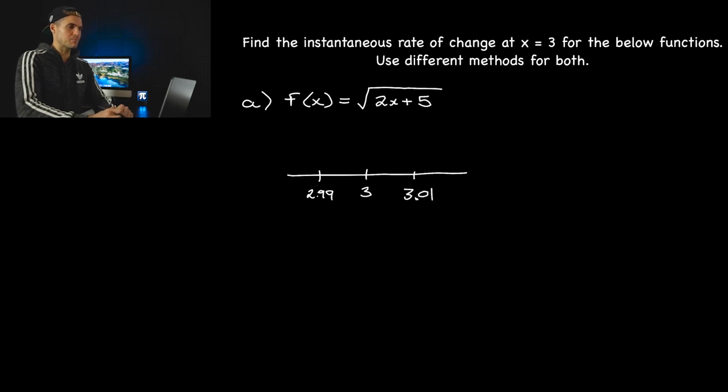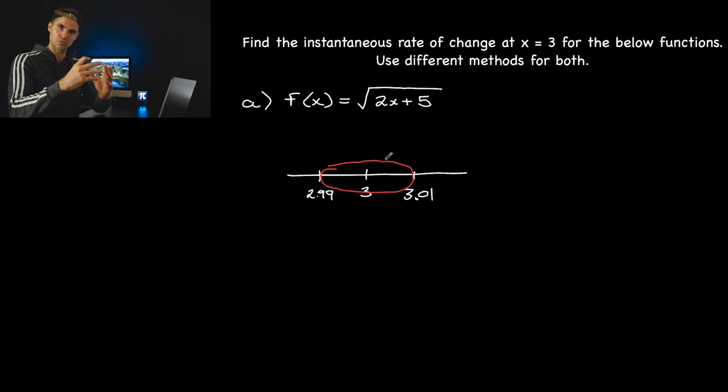Then we're basically just going to find the average rate of change between these two points, the 3.01 and the 2.99. That's going to give us a good approximation for the slope of the tangent at that x value of 3, because we're finding the slope between two very close points. So that's how the centered interval method works, and that's what I'm going to do for part A.